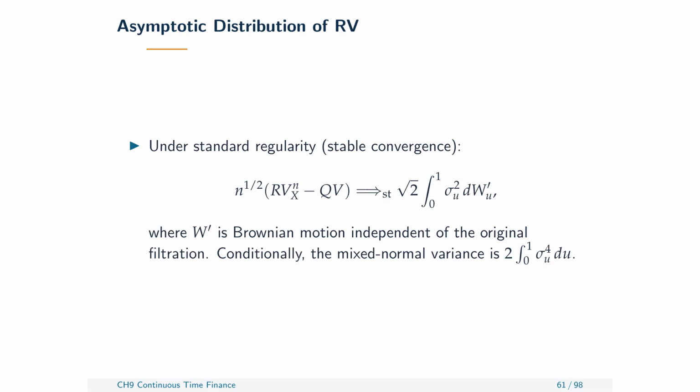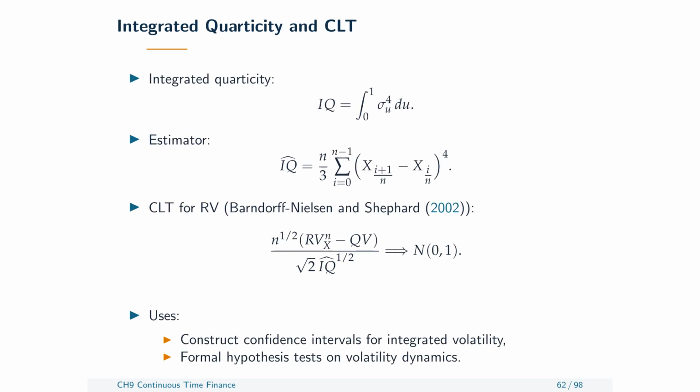Conditional on that path, the distribution is normal. Unconditionally, it is a mixture. Treating the variance as one fixed constant would miss this feature. Feasible inference therefore requires estimating integrated quarticity from the same high-frequency data.